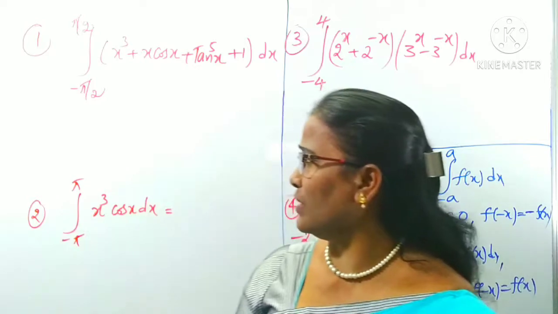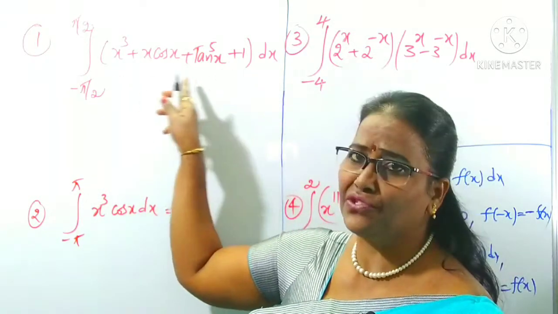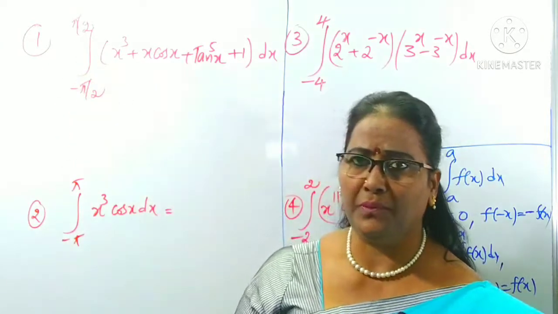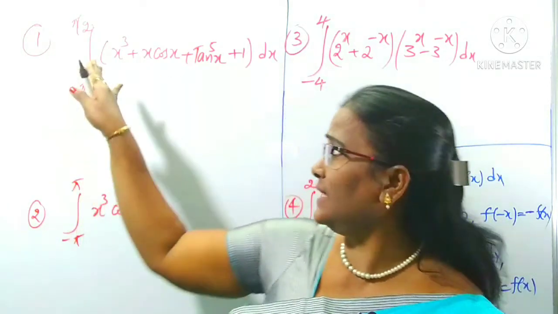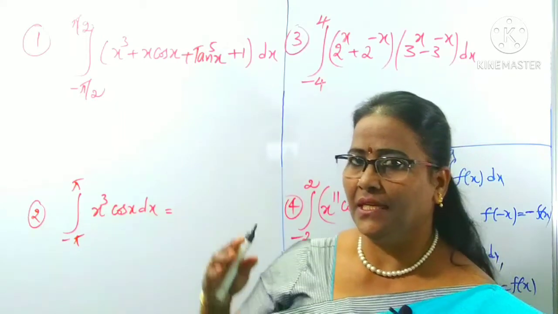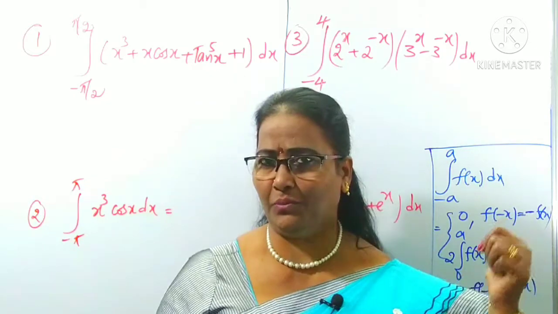Look at question number 1. Here there are some functions under this integration. Limits are from minus pi by 2 to plus pi by 2. If you apply this rule directly at a stretch, we cannot get it. That's why we have to make the separation of functions. Then we can think about that property.